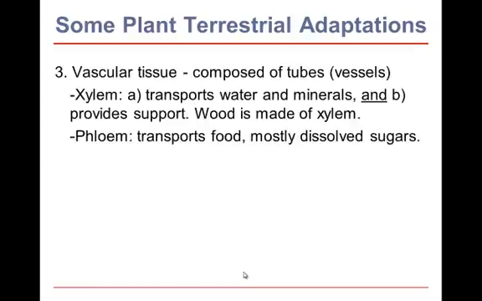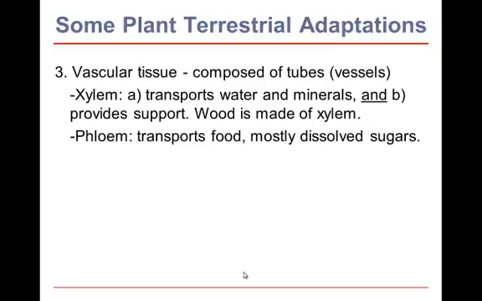Another adaptation was that of vascular tissue. Vascular means like vessels, and so in humans, vascular tissues would be our blood vessels. In plants, the vascular tissue consists of two types of tissue called xylem and phloem. You should know their names, and you should know their major functions.